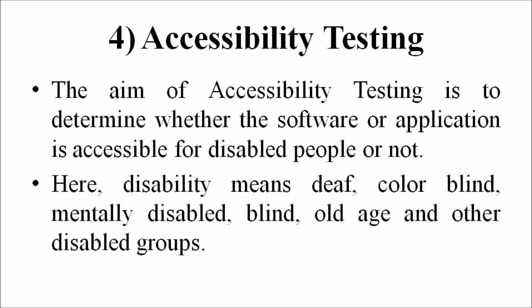Fourth one is accessibility testing. The aim of accessibility testing is to determine whether the software or application is accessible for disabled people or not. Here, disability means deaf, color blindness, mental disability, old age, and other disabled groups. Various checks are performed such as font size for visual disabilities, color and contrast for color blindness, etc., which aim to ensure the software accessibility for all the end users.